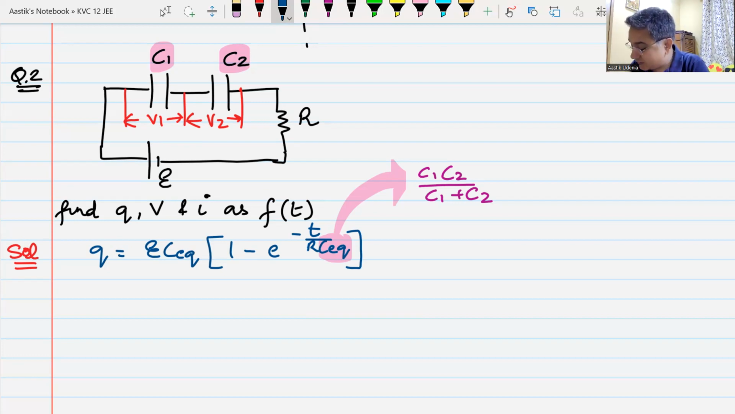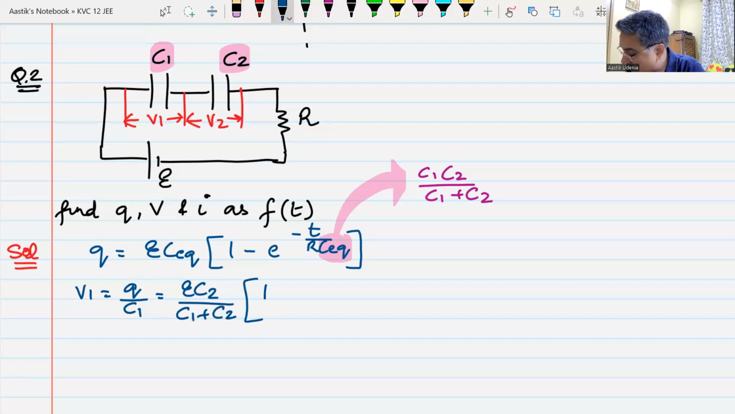Let me write the formula here. V1 will be equal to Q by C1. So your answer would look like this: E into C2 upon C1 plus C2, into 1 minus e to the power minus t by R into C equivalent. When I asked you V1 and V2, I asked for V1 and V2 as a function of time. Sorry, I did not specify that. That is a fault on my part. But when I asked V1 and V2, they were as a function of time. It was written in the question, in this universe at least.